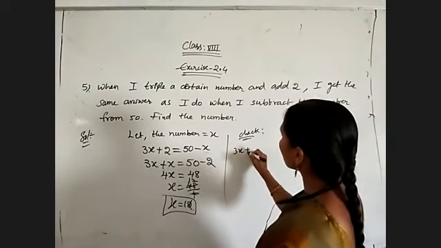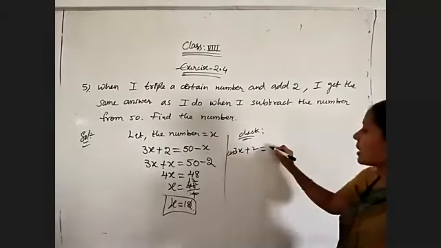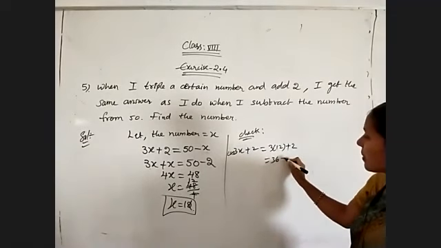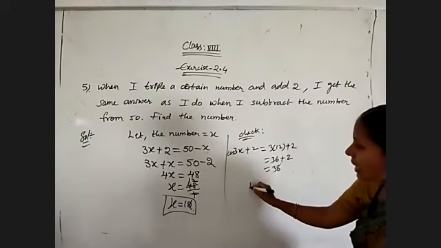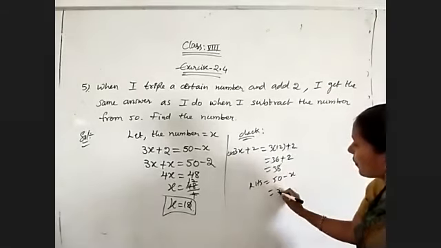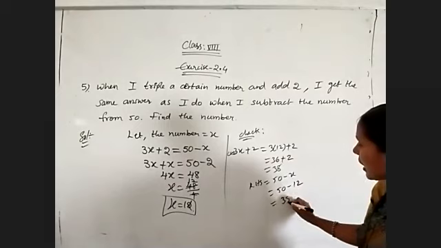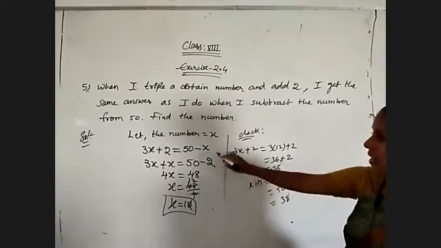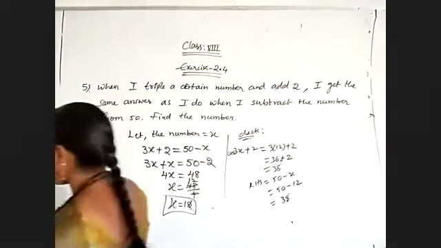3x plus 2 is my LHS. Triple the number: 12 3s are 36. 3 into 12 plus 2, 12 3s are 36 plus 2, which is equal to 38. Now RHS, what do I have? 50 minus x, so 50 minus 12. 50 minus 10 is 40, 40 minus 2 is 38. So LHS is equal to RHS when x is equal to 12, which means whatever answer we got is correct. Okay. Now coming to the next problem.